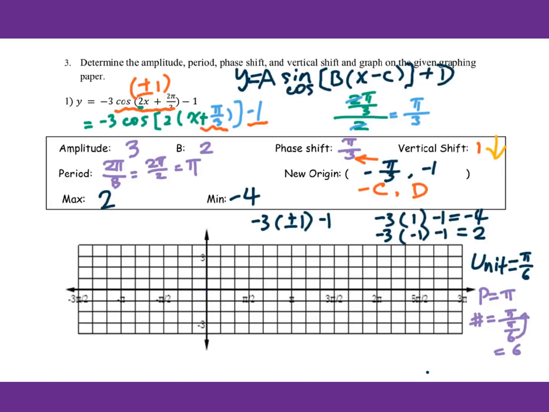So let's sketch the graph. We need a new origin that is negative pi over 3 and negative 1. Each unit is pi over 6. Two units, that's 2 pi over 6. Reduce, you will get pi over 3. Therefore, negative pi over 3 and negative 1 will be here.